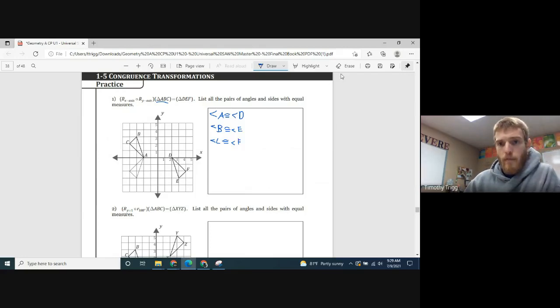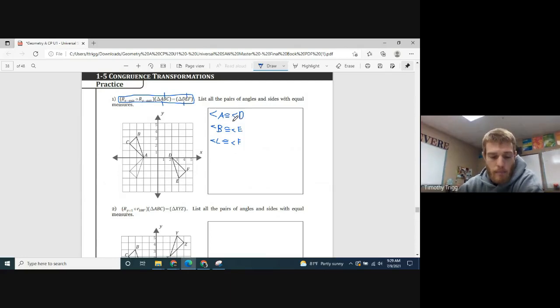Okay. Now, could you have done that without looking at the picture? Could you have just looked at this and been able to tell? Well, yes, because look, the A is in the same position as the D, right? So angle A will correspond with angle D. Angle B will correspond with angle E. They're in the same position, right? A, then B, D, then E. C last, F last. Okay, cool. So I don't even need this picture if I have this, right?